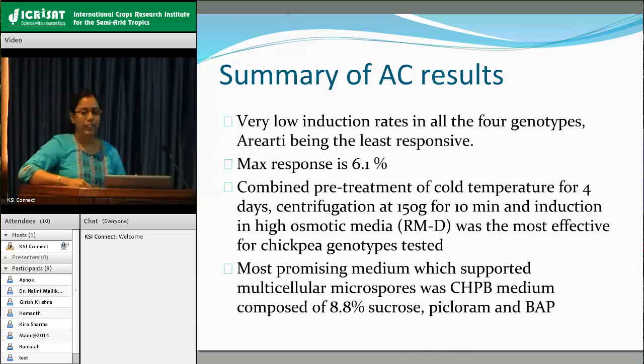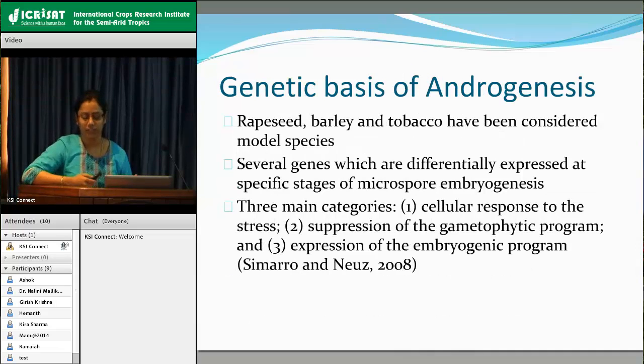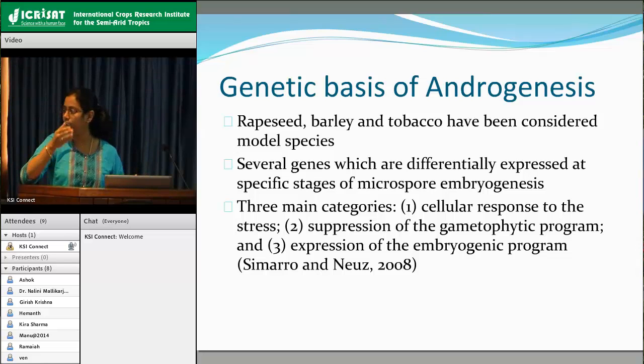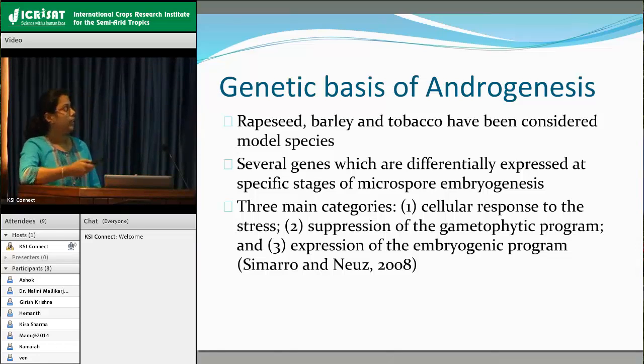So we have seen anther culture, but we wanted to know why chickpea has got such a low response, and it would also help us to understand the genetic basis of androgenesis. Since 2004, I think there are a lot of papers which have done transcriptome and proteome studies in androgenesis in model crops, and they have come up with a lot of genes which are expressed differentially during androgenesis and microspore embryogenesis. So there are 3 main categories where the genes are expressed.